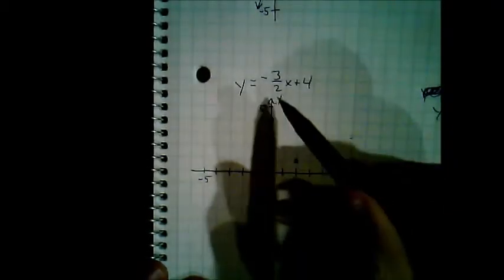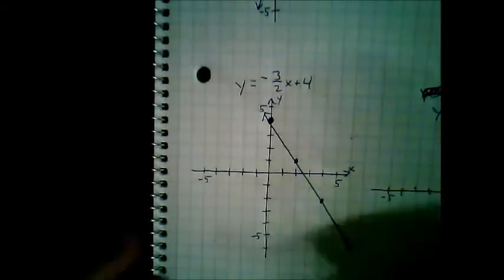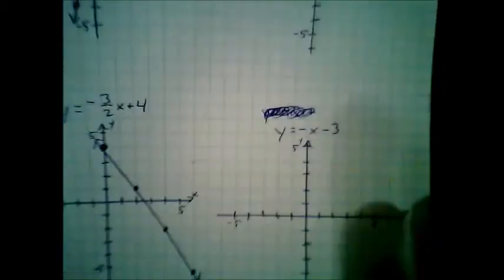So this line is decreasing, which is what we want because our slope is negative. Your line has to be decreasing from left to right. And we just draw our line through these points. This is how we graph. So graphing is very easy once you understand how to use your slope and your y-intercept.